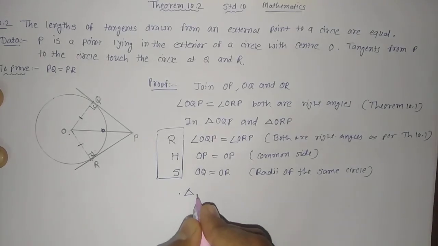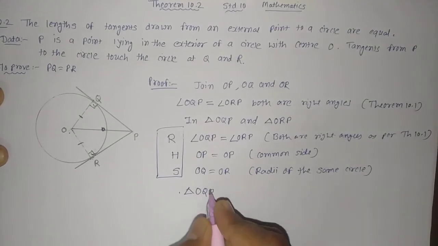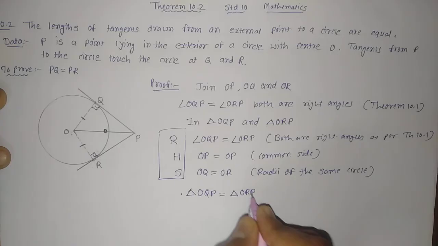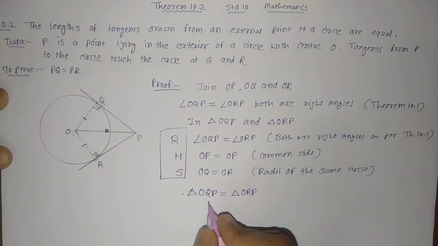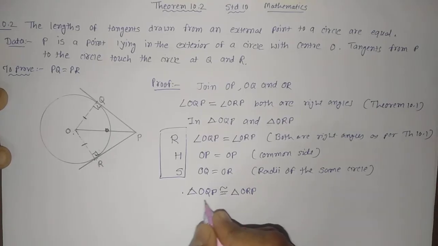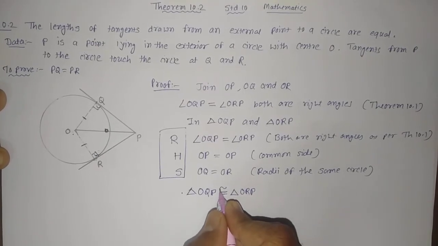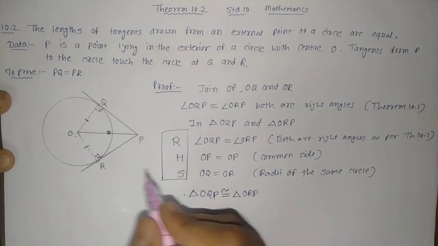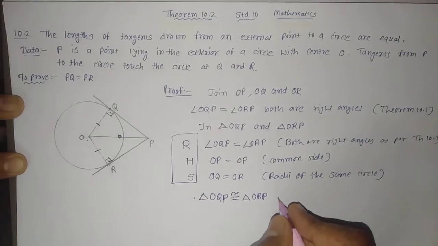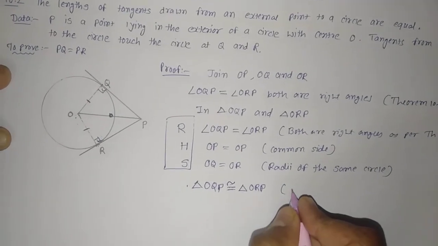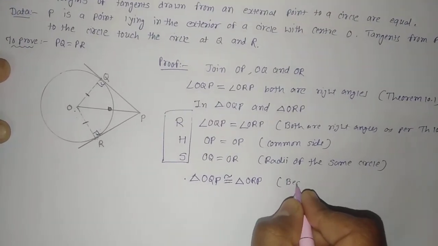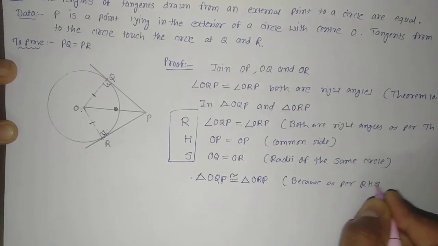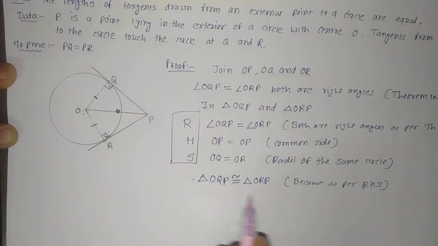So I can say that triangle OQP is equal to triangle ORP. Sorry, we should not write equal, it is congruent. Always for triangles, we do not write equal, we write congruent. This is the symbol of congruent. So triangle OQP is congruent to triangle ORP. Why is it so? That also we will mention over here, as per RHS. You can say as per RHS, both the triangles are congruent.